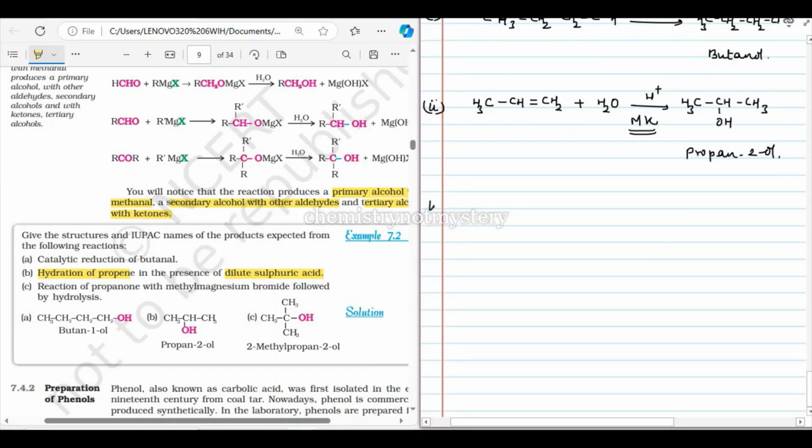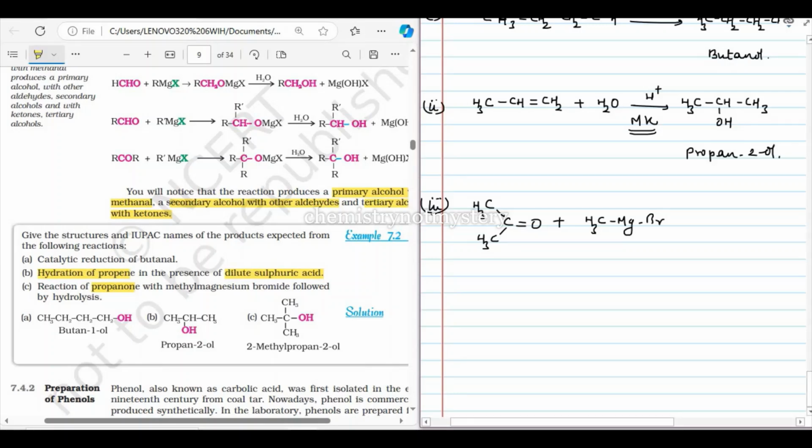Now come to the third question. The reaction of propanone with methyl magnesium bromide followed by hydrolysis. So here you have to write the reaction with propanone. First of all, draw the structure of propanone. Propanone means acetone. So this is CH3 single bond C double bond O single bond CH3. When it reacts with methyl magnesium bromide, here the alkyl group is methyl, CH3 single bond Mg, and it is bonded to Br.